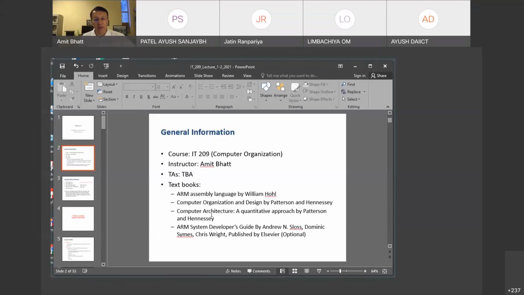The second part of the books is Computer Organization and Design by Patterson and Hennessy, and Computer Architecture: A Quantitative Approach by Patterson and Hennessy.